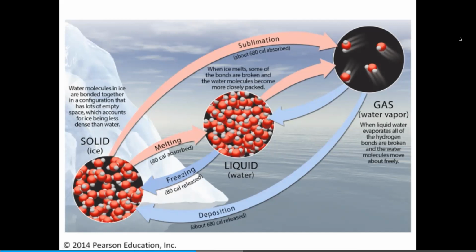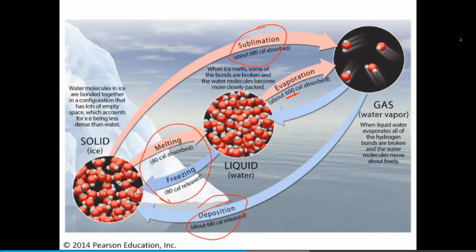So you can see here that in part of our picture so far, we've been looking at transitions that take 80 calories of heat or release 80 calories of heat. With sublimation and deposition, we've got 680 calories of heat. I bet you can make a prediction here about what's going to happen when we transform liquid water into gas, when we evaporate liquid water. You guessed it, 680 minus 80 gives you 600 calories of heat.